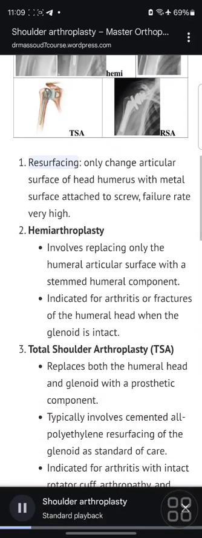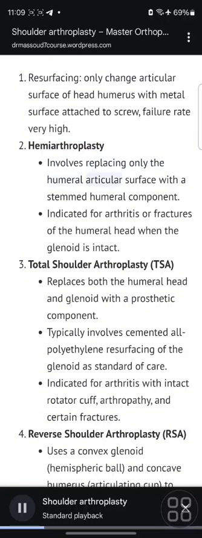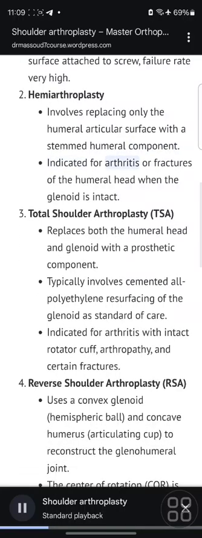1. Resurfacing. Only change the articular surface of the humeral head with a metal surface attached to a screw; failure rate very high. 2. Hemiarthroplasty. Involves replacing only the humeral articular surface with a stemmed humeral component. Indicated for arthritis or fractures of the humeral head when the glenoid is intact.